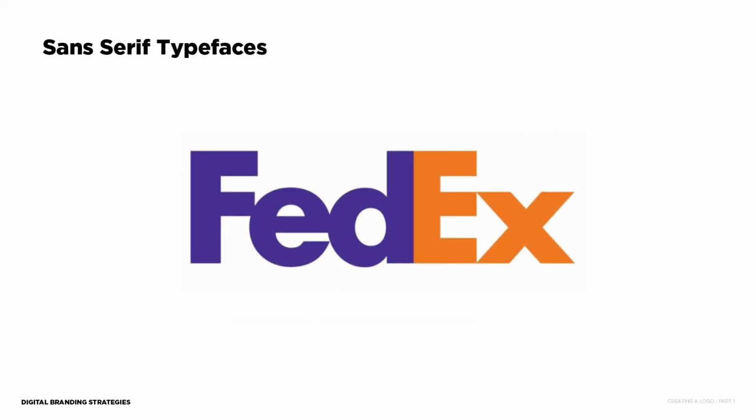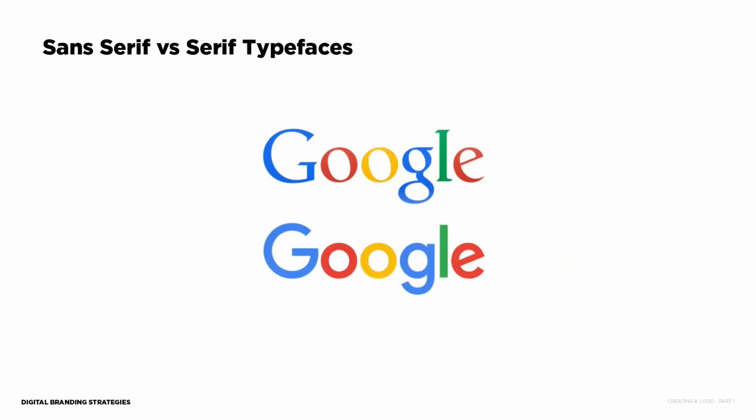The next classification are sans serif typefaces. A sans serif does not have the added stroke and are often considered to be more modern and informal compared to a serif. When Google changed their logo from a serif typeface to a sans serif, it gave the logo a more modern, contemporary, and friendly look. The logo update coincided with the reveal of Google's new parent company, Alphabet.